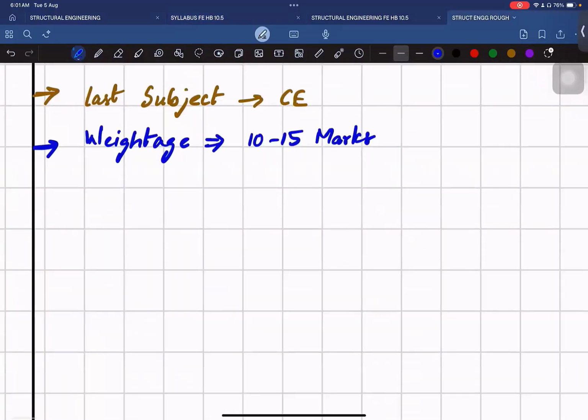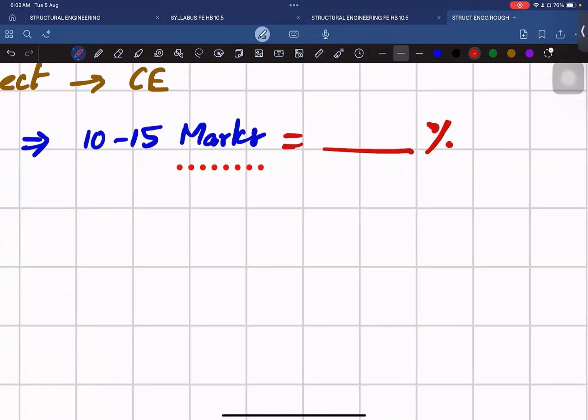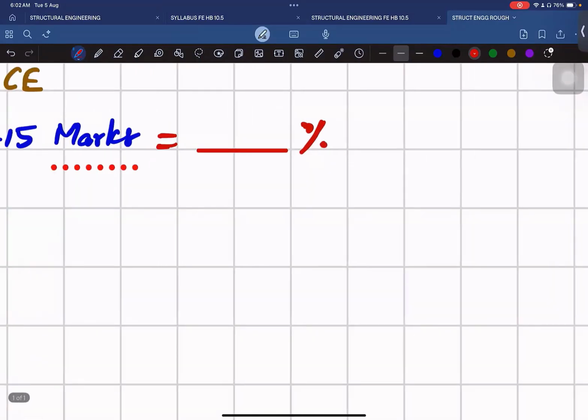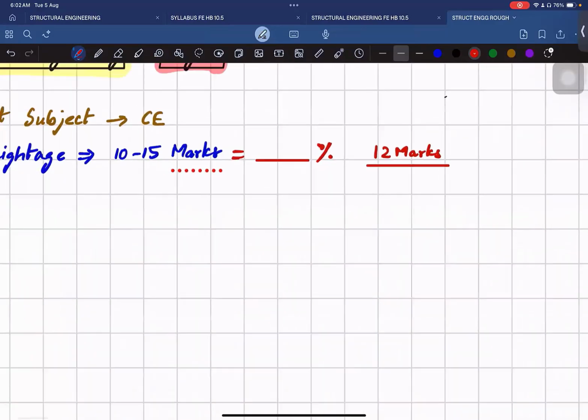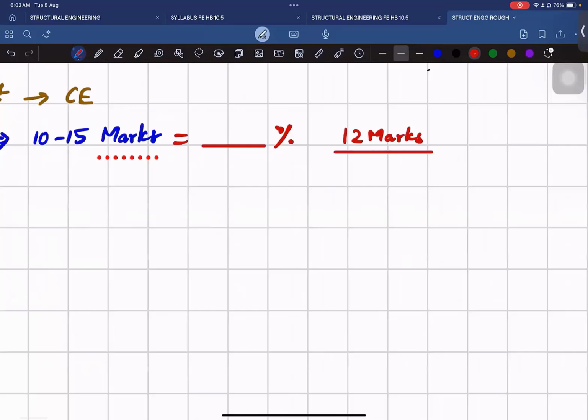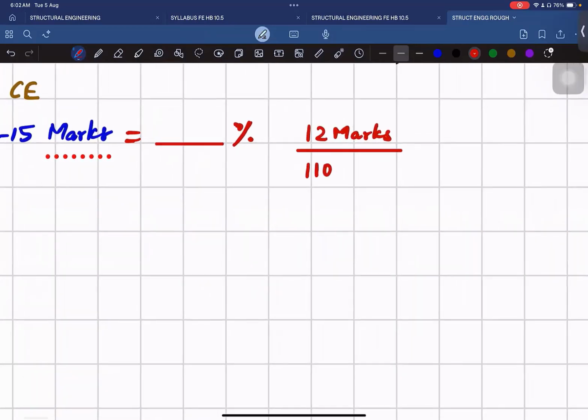So what is the weightage in percentage? If you take an average, let us take it as 12 marks. What are the total marks for FE? Is it 100 or something else? 120? 110? Yeah, it is 110 marks.